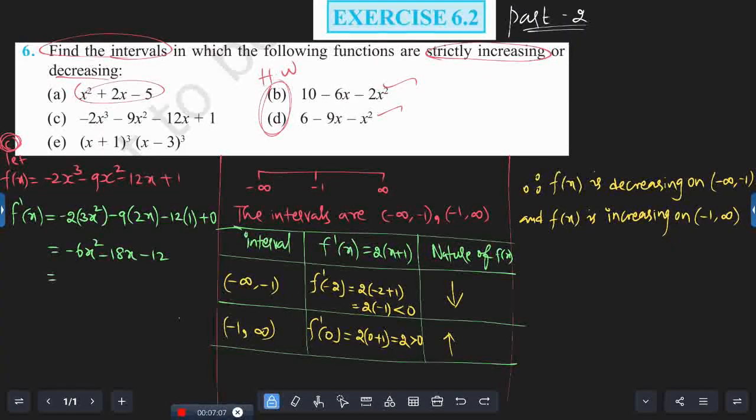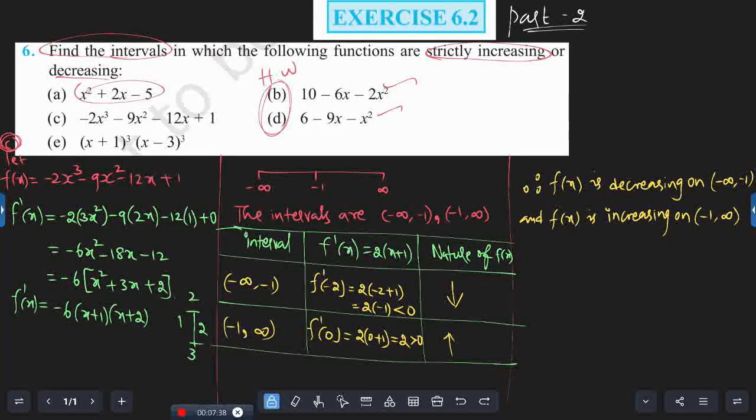That's it. So if we take minus 6 outside, what will you be getting? x square, 3 into 6 is 18, so that 3x, and 2 into minus 6 is minus 12. That's it. So you can make the factors now. Product value 2, addition value 3, so 1 and 2: 1 twos are 2, and add means 3. So minus 6 into x plus 1 into x plus 2. That's it. This is our f dash of x.